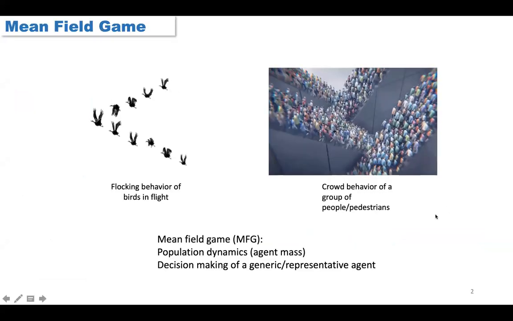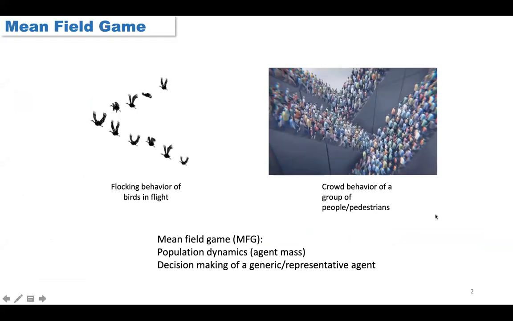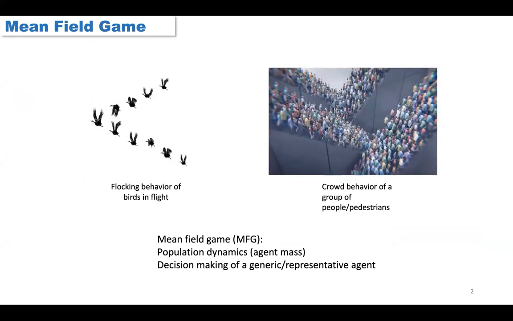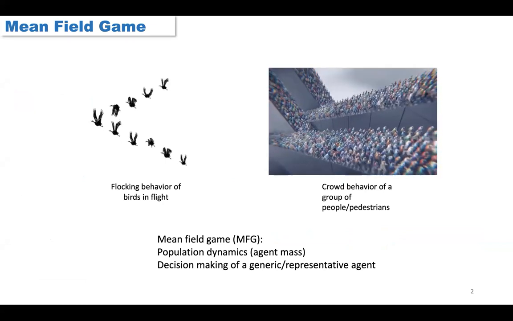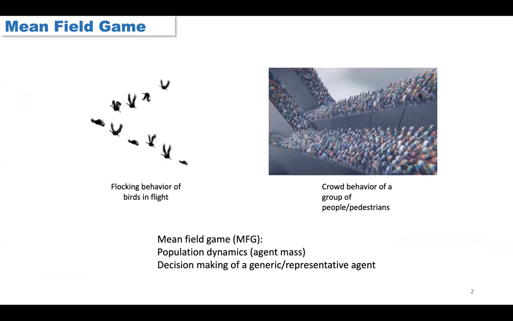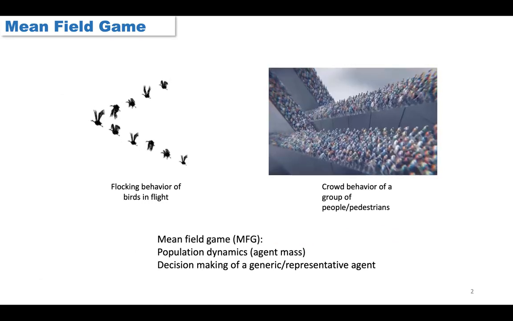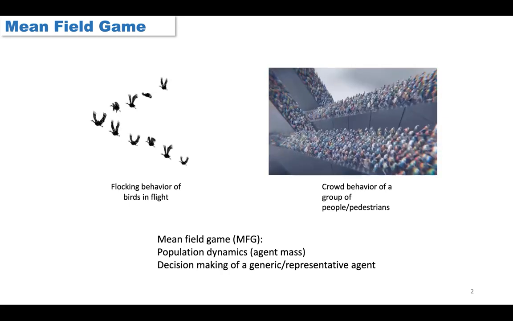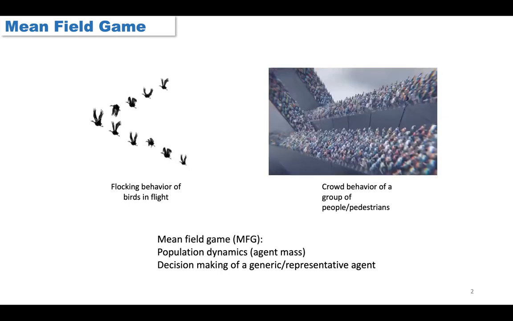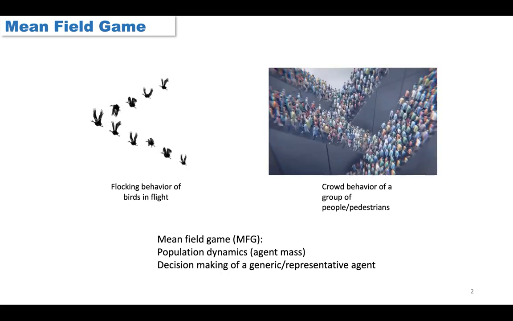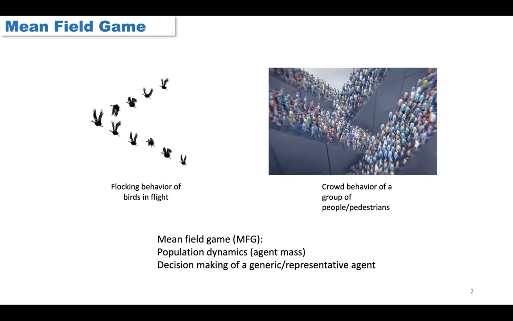Mean field games model decision-making of a large number of agents. There are many real-world scenarios depicting this game, such as the flocking behavior of birds and the crowding of pedestrians. A mean field game usually consists of the decision-making of a representative agent and the population dynamics, which capture the evolution of the agent population triggered by the generic agent.